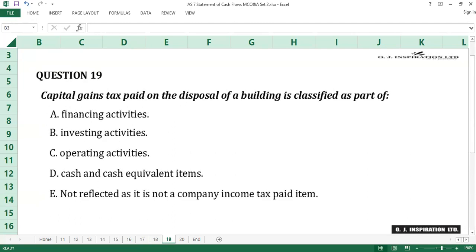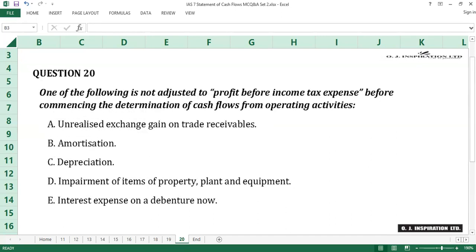Question number 19. The answer to question number 19 is B, investing activity. Cash flows arising from taxes on income are separately disclosed and classified as cash flows from operating activities unless they can be specifically identified with investing and financing activities. As the capital gains tax paid is specifically identified with an investing activity, it is classified as one of the investing activities. B is the answer to question number 19.